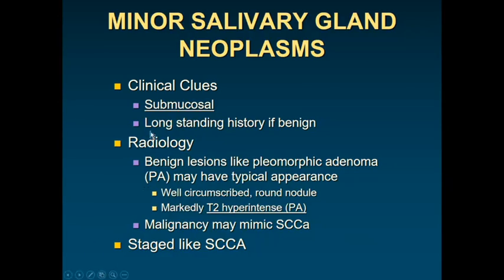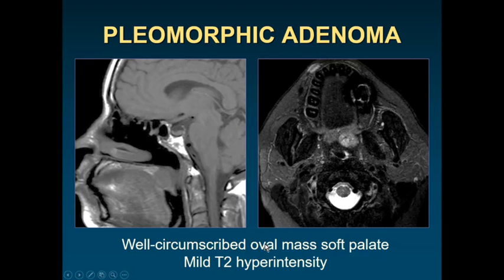The radiology that's relevant includes the fact that benign lesions like the more common pleomorphic adenoma can have a very typical appearance. It can be very well circumscribed with a round nodule. And if you do an MR, that marked T2 hyperintensity is very characteristic for PAs, and you won't see that with squams. But of course, a malignant neoplasm is really going to mimic a squam, and you won't be able to separate those prospectively. It turns out these are staged like squamous cell carcinoma anyway.